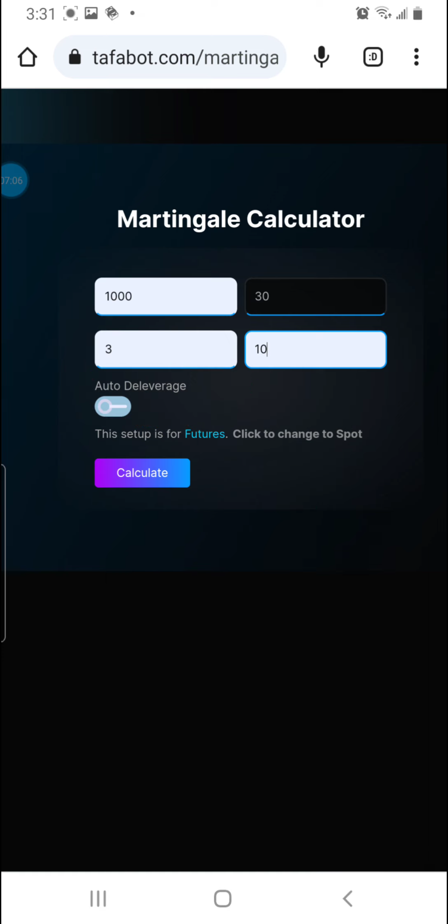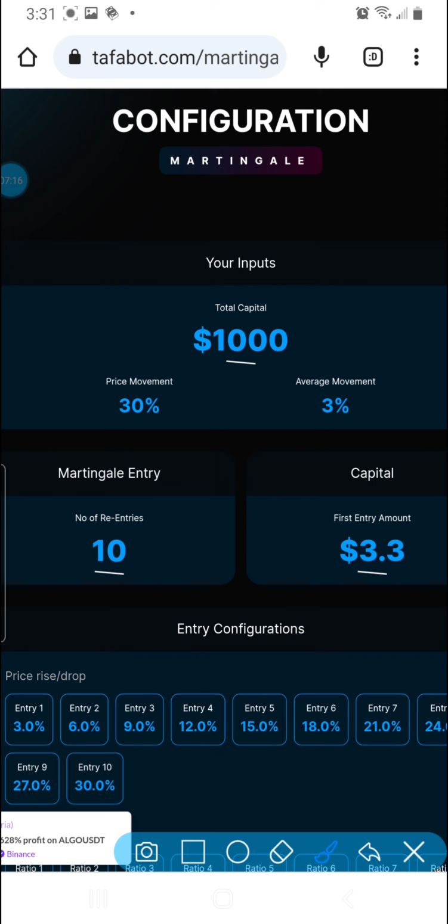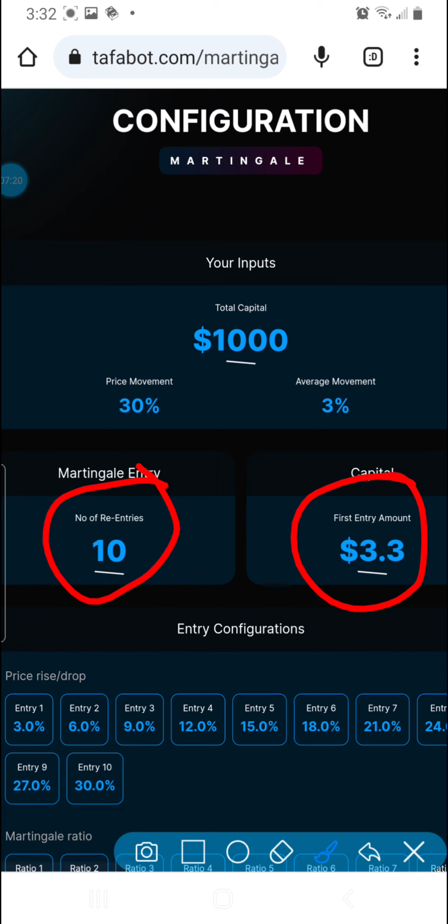So what do we do? We click auto deleverage. Let's assume you want to enable it. We enable auto deleverage. We click calculator, and these are your indicators. You see your first entry amount is 3.3 and your number of entries is 10. This is when you enable the auto deleverage.